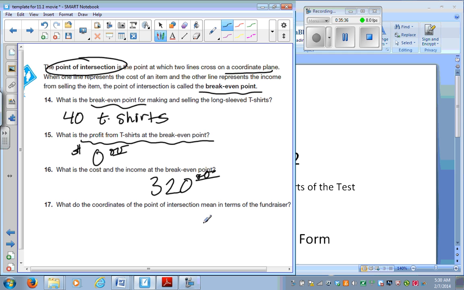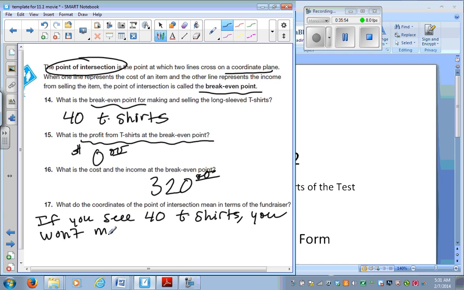So what do the coordinates of the point of intersection mean in terms of the fundraiser? Okay, so that means if you sell 40 t-shirts, you won't make money, but you won't lose money either.